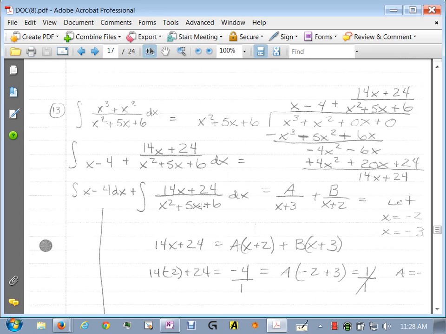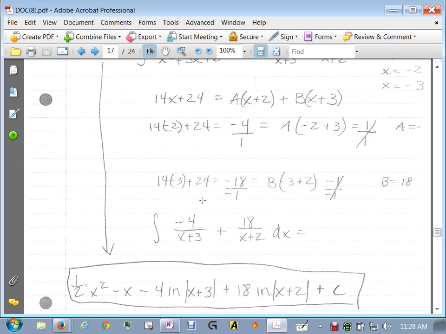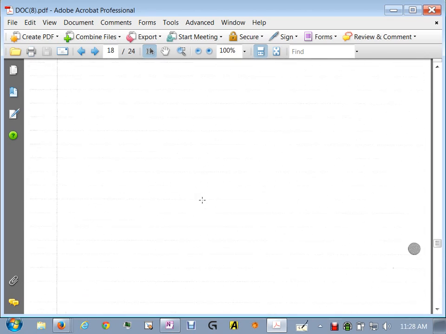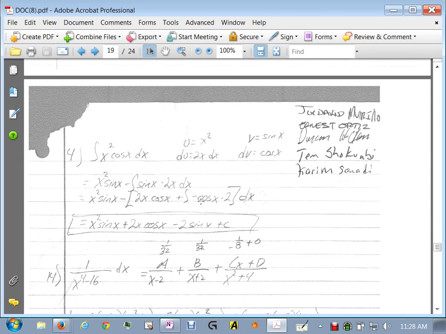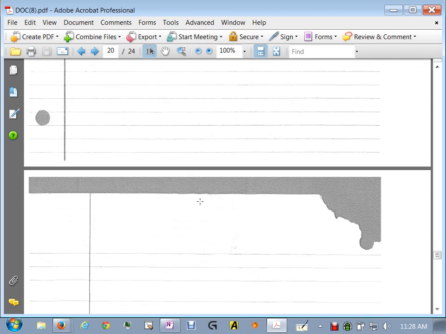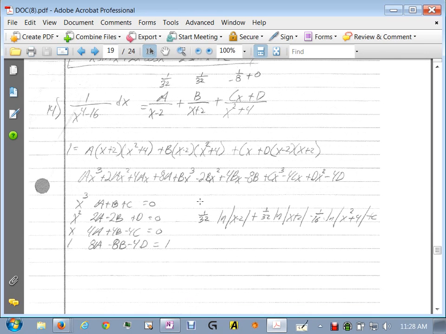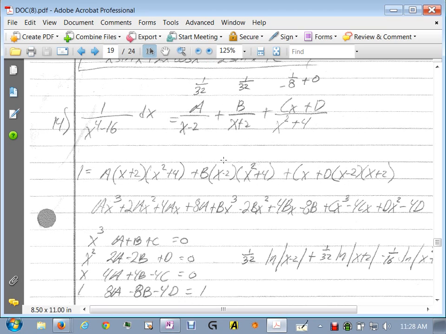Say it again? You're trying to make the top look like du. Okay, where are we at? 15? 14? Is that 14? No, that's 4. Was that 14? Oh, there it is. All right.